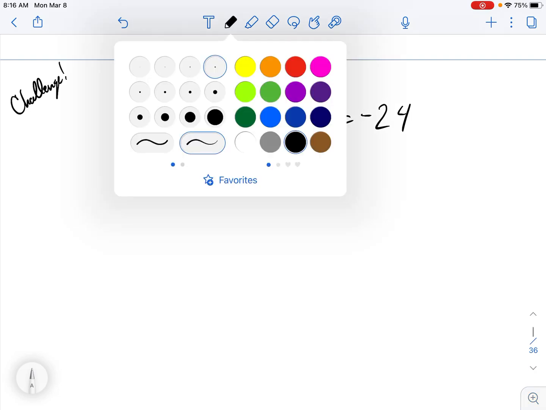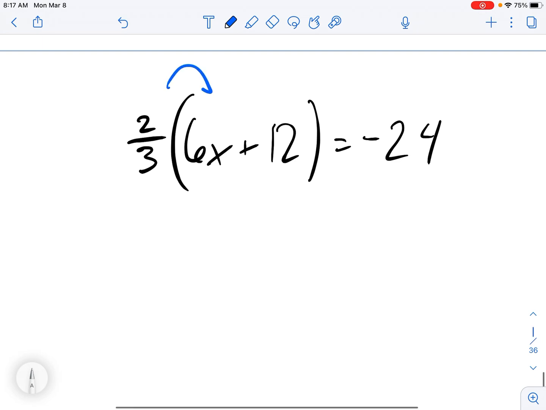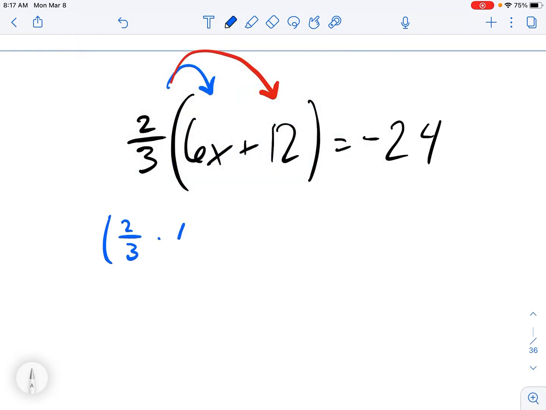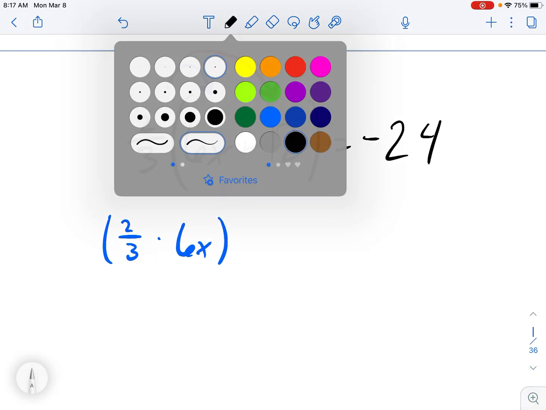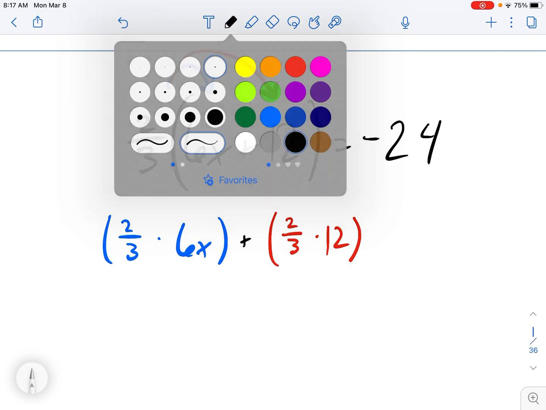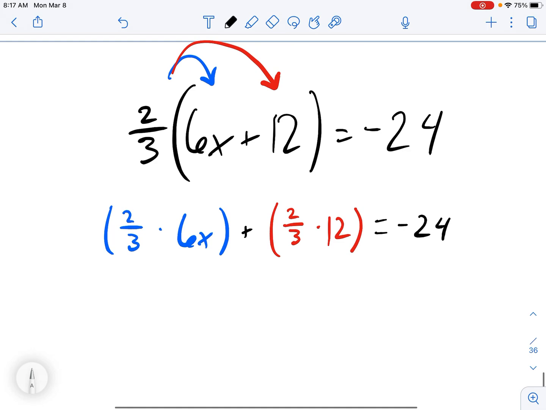Edgenuity is using a lot of fractions and decimals, so be careful with this, all right? So first we're going to distribute. Again, I recommend pausing this video, trying the problem, and then playing the video to check your answer, okay? That would be a good thing to do. So here we're going to do 2/3 times 6x plus 2/3 times 12. Now this problem is using pretty much all the math you've learned in your life until now. So we're going to try this one.